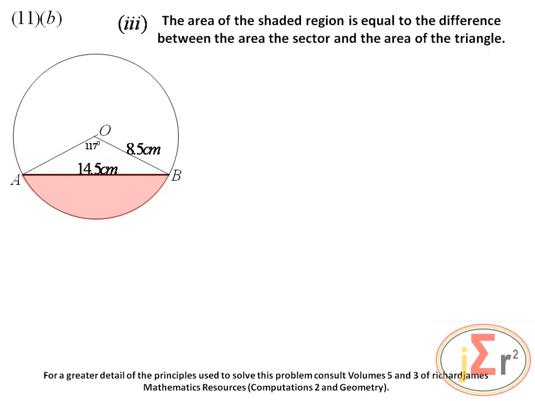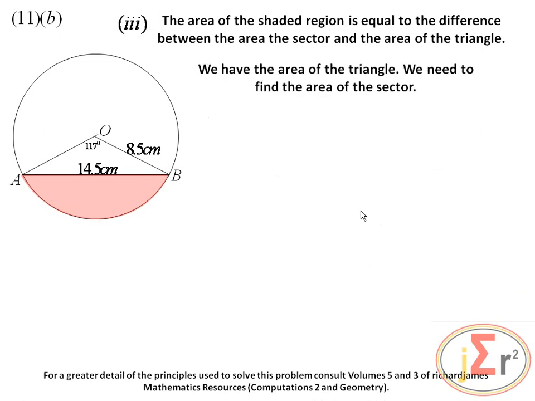The area of the shaded region is equal to the difference between the area of the sector and the area of the triangle. So we take the area of the entire sector, and we have the area of the triangle right there. So the area of the shaded region is equal to the area of the entire sector minus the area of the triangle. So we will have to find the area of the sector first.